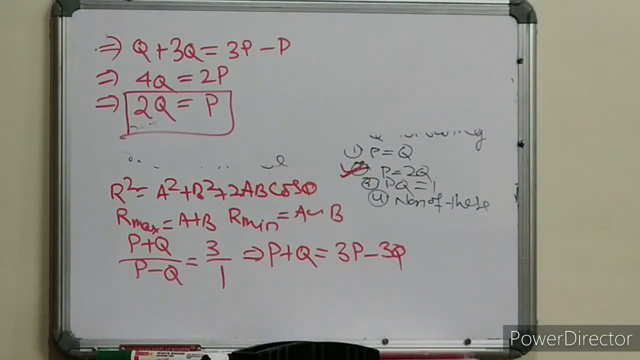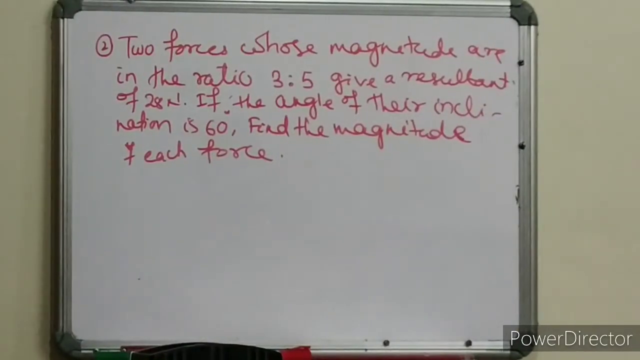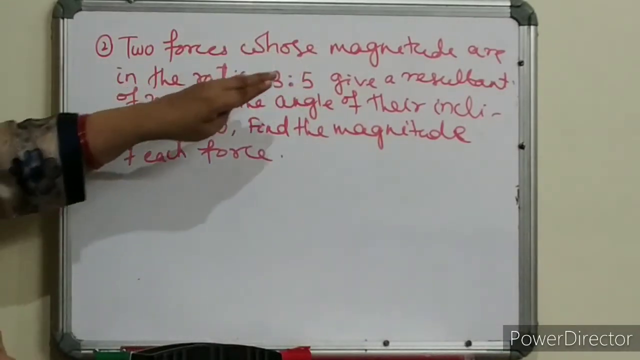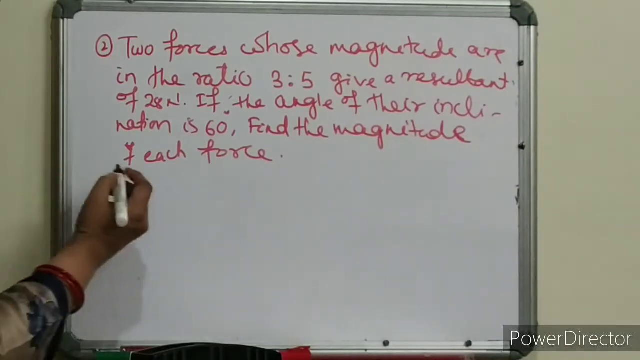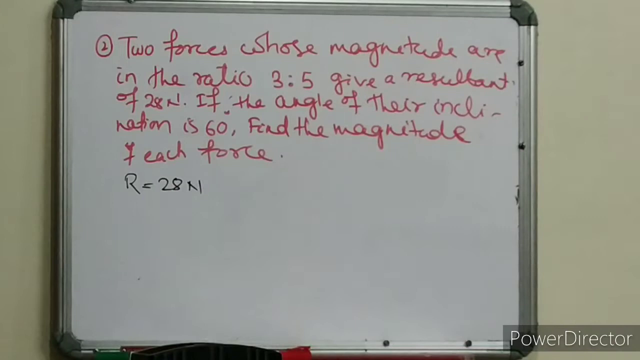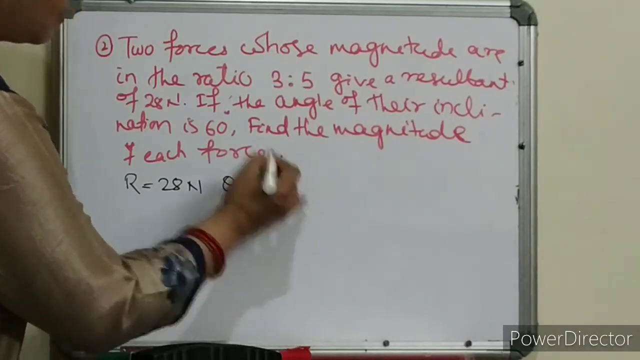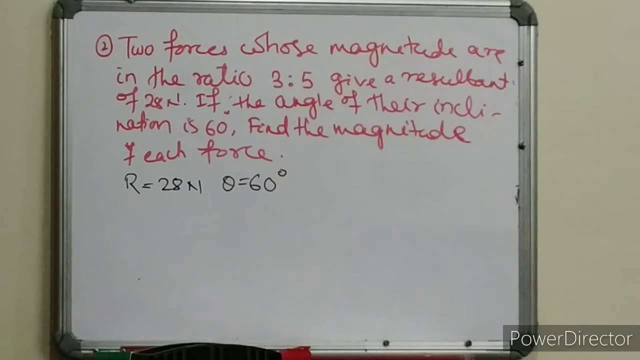So now we'll discuss another one. See, children, two forces whose magnitudes are in the ratio 3:5 give a resultant of 28 Newton. That means the resultant is given as 28 Newton. If the angle of inclination is 60 degrees, that means theta is given as 60 degrees. Then find the magnitude of each force.